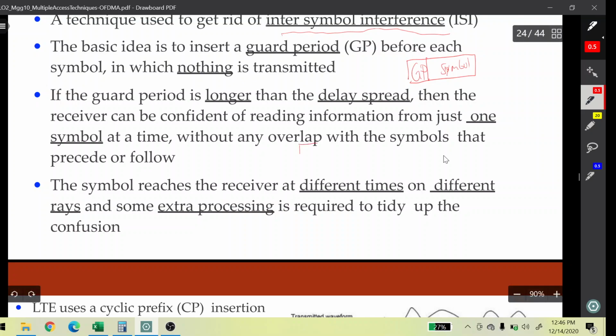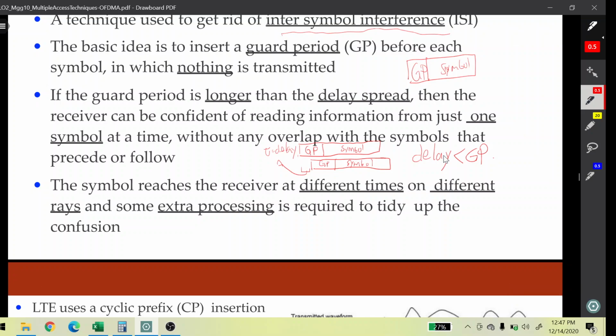So if we are looking at the symbol over here, for example, this one is the guard period and this one is the symbol. If there is a delay happening, so this part is the delay, right? Now, we could still achieve a good result as long as the delay itself is smaller than the guard period. So we still have the guard period to shield the symbol from the delay spread happening from the communication.